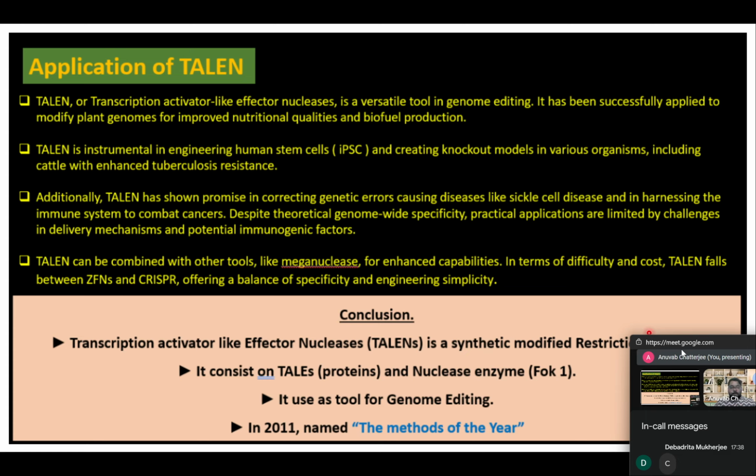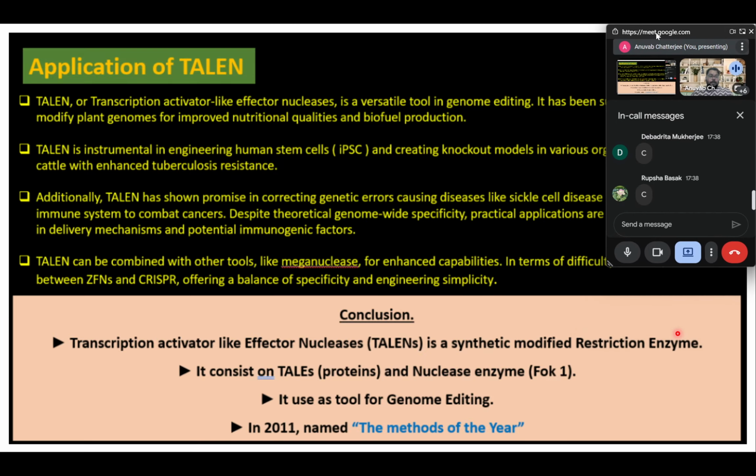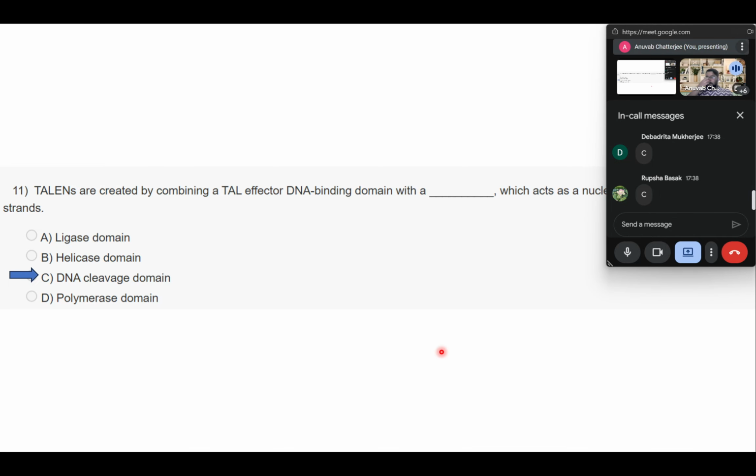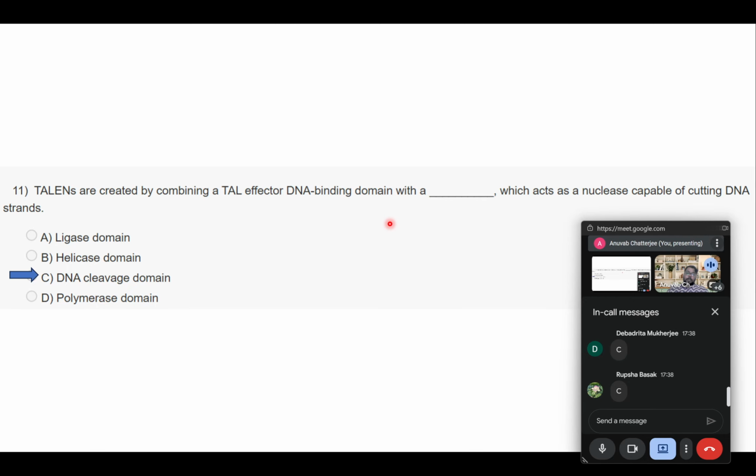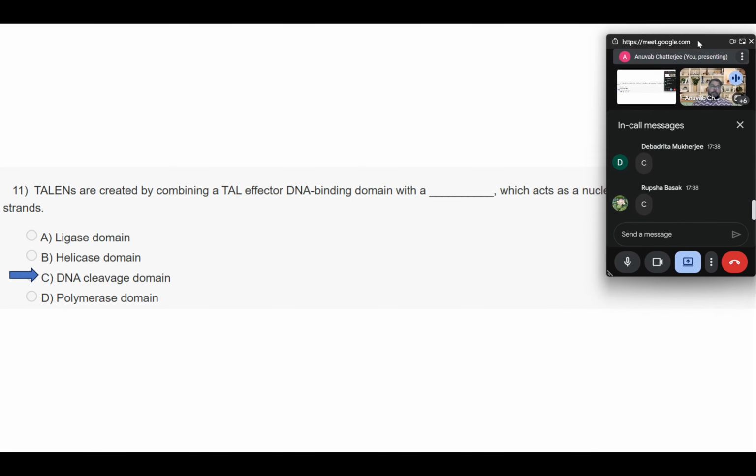So TALENs, when they came out in 2011, were the major thing, and they were named the method of the year for how much simpler they were than zinc finger nucleases, and people thought this is it. But then CRISPR came along and blew everyone out of the water. So TALENs are created by combining a TAL effector DNA binding domain with a DNA cleavage domain to act as the nuclease for cutting the DNA strands.